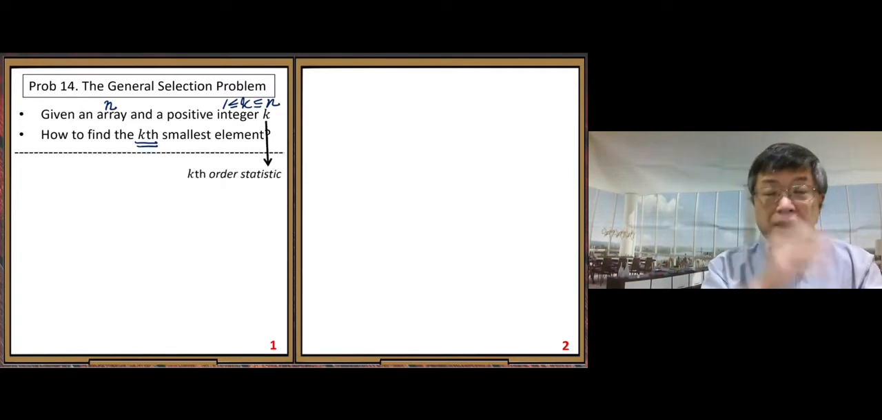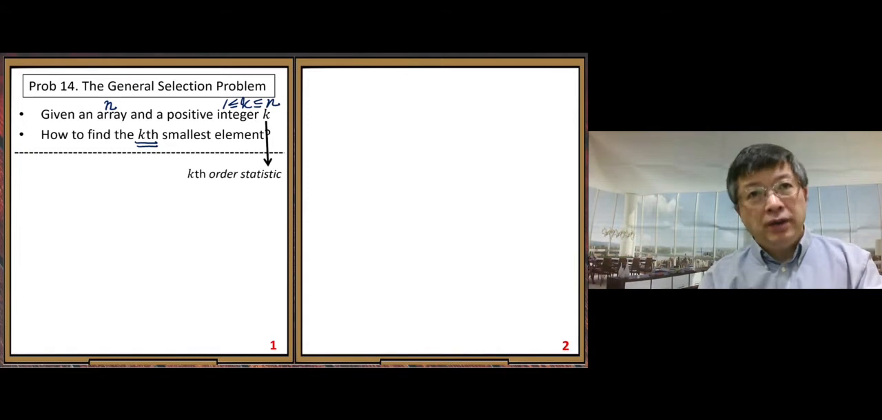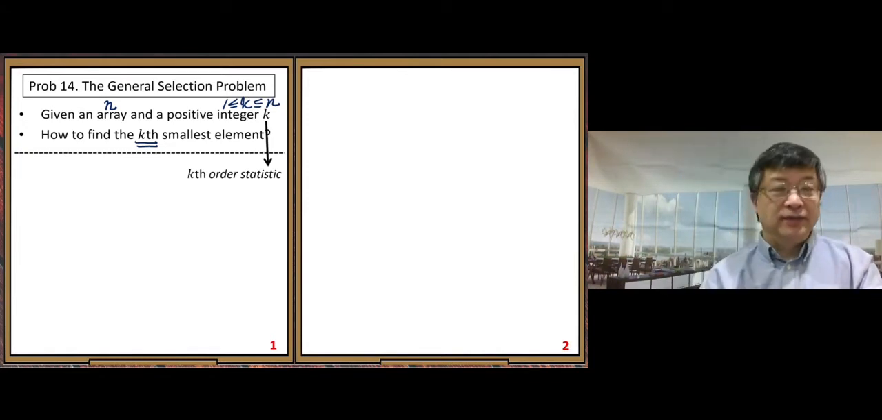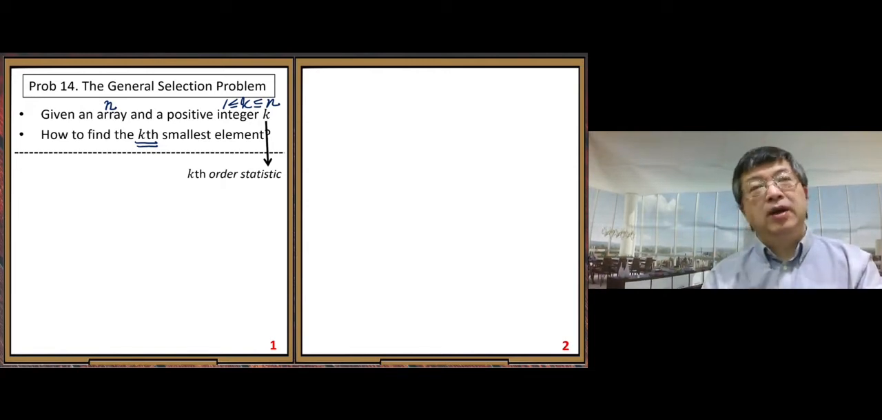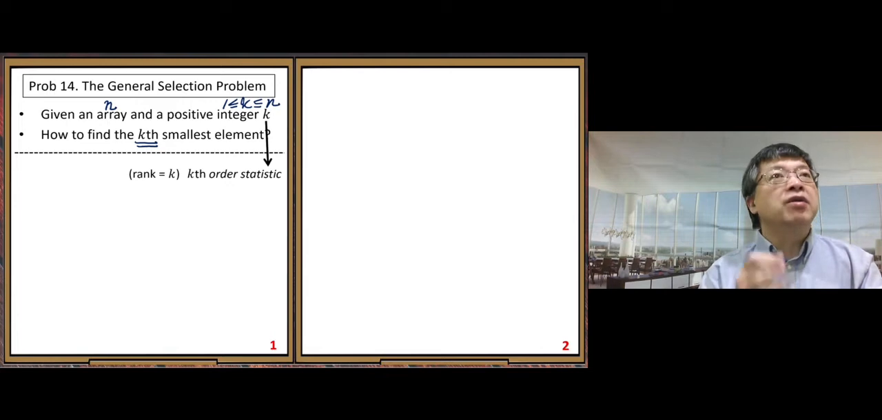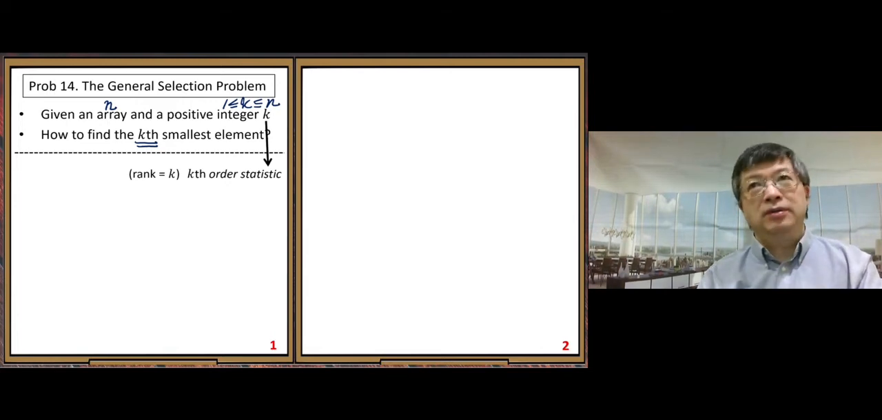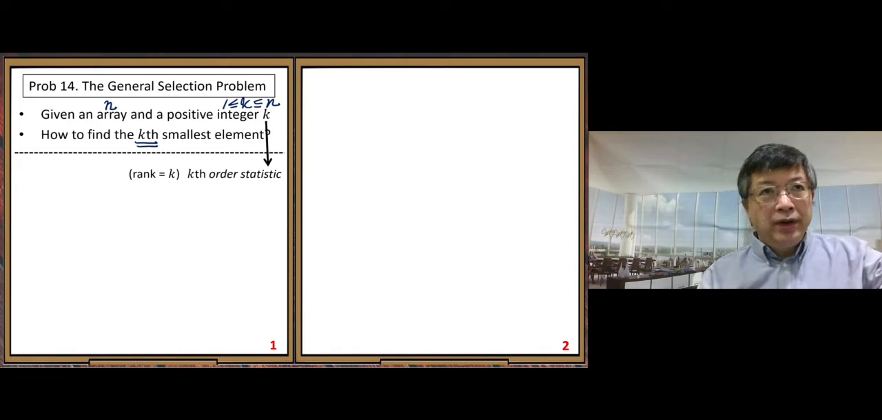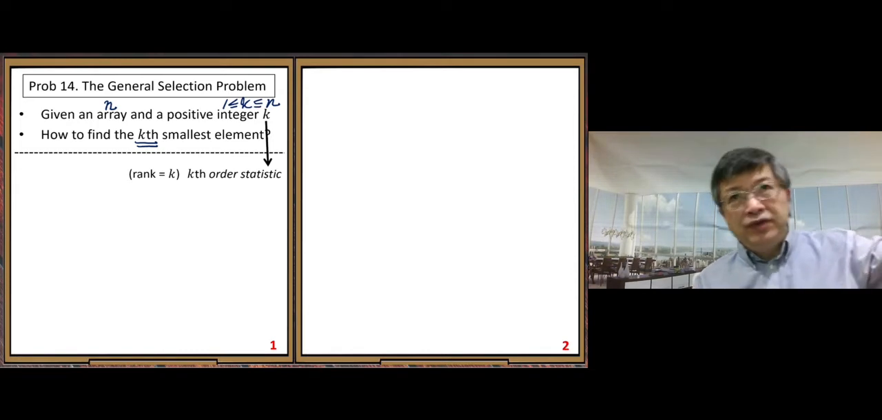Here we have a name for this k. We call it the kth order statistic. That is its formal name. But there is another commonly used term. It's called rank equals k. Rank number equals k. We count from the left, 1 to 3, so the rank number increases from left to right.